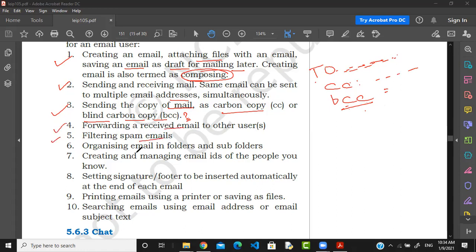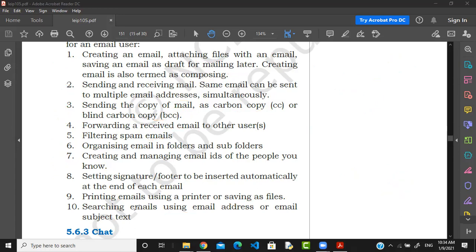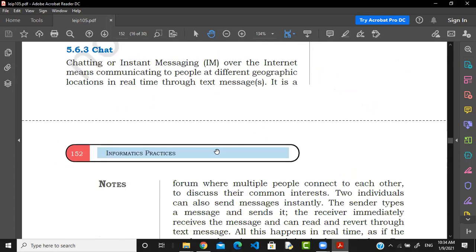Filtering spam, organizing email in folders and subfolders, creating and managing email IDs and people you know, setting signatures. Footer means automatically this line, regards Anjeev Singh, is attached. This is called signature or footer. Printing emails, you can print your emails, you can save your emails. Searching email using email address or email subject text, we can search also. So you are getting these 10 services from the email service provider whenever you register yourself on the email service provider.